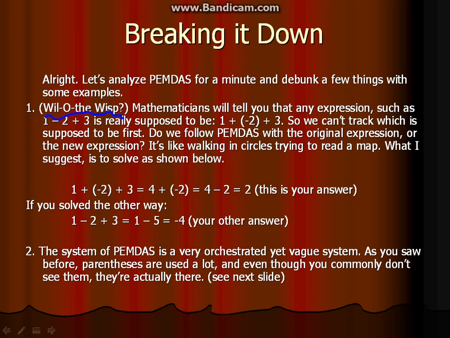Any mathematician will tell you that an expression like 1 minus 2 plus 3, with addition and subtraction mainly, is actually supposed to be 1 plus a negative 2. There's no such thing as subtraction. Subtraction comes into play because the positive sign is cancelled out by the negative sign, and therefore you have the subtraction. But there's no real subtraction. It's really plus a negative number. So I just want to clear that up.